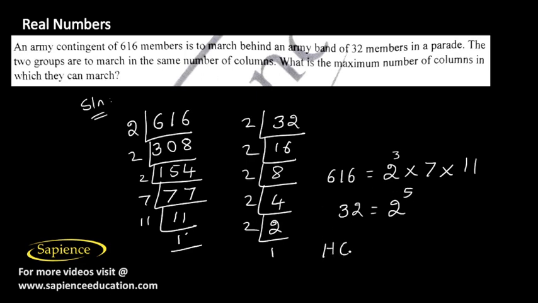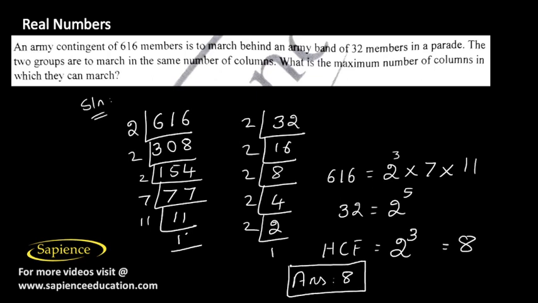Now for finding the HCF, we need to write the common prime factors first. The only common prime factor is 2, and we need to choose the smallest power. In this case, of 5 and 3, the smallest power is 3, and 2 to the power 3 is 8. The answer to our question is 8. Both the army contingent and the army band should be divided into 8 columns. The maximum possible number of columns is 8.